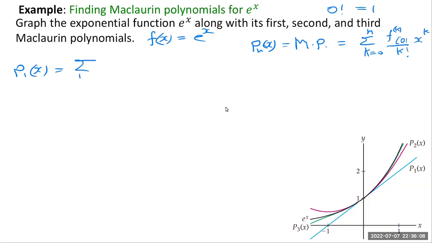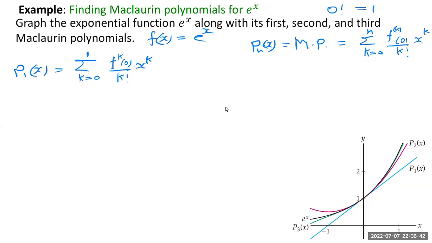When n is equal to 1, you take the summation from k is equal to 0 to 1, because your value of n is 1. This 1 means the summation should go up to 1. So this is going to be the sum of f^(k)(0) divided by k factorial times x to the power k. Now you need to expand this, of course. So how do you expand this?